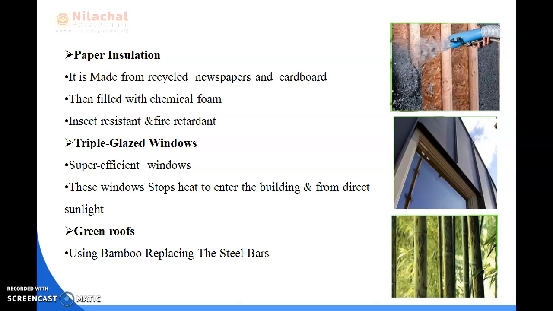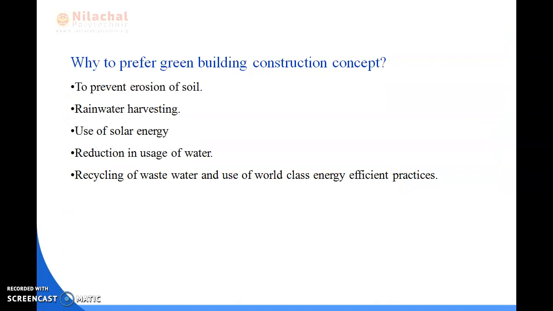Next is green roofs, using bamboo to replace the steel bars. So in a green building we can use bamboo in place of steel bars. So this is all about the materials we use in green buildings.